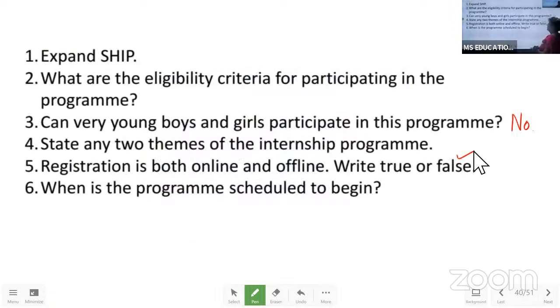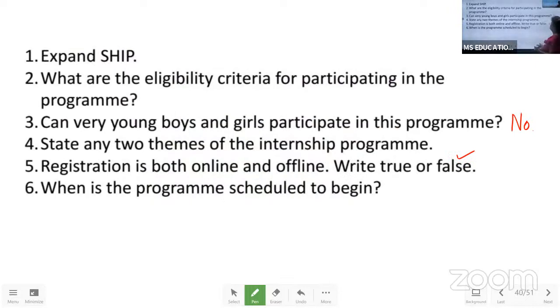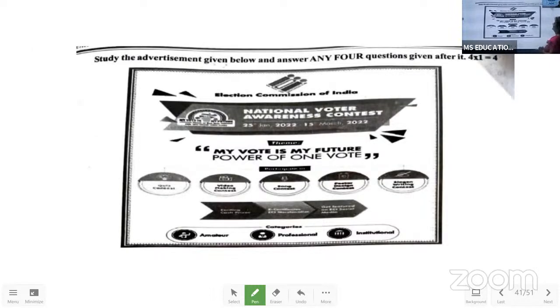Then when is the program scheduled to begin? 2 hours every weekend for 10 days. That is 20 hours. You are scheduled to work every weekend for 2 hours. And that makes it 20 hours. So in this way, we finish SHIP. Let's go on to the next advertisement.